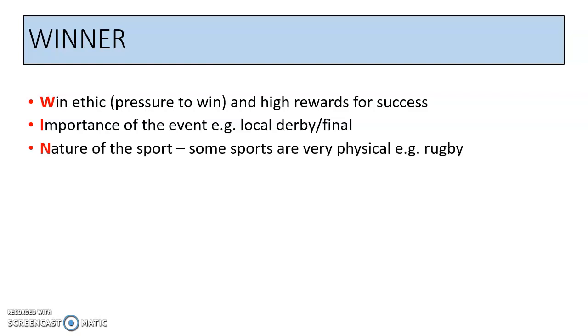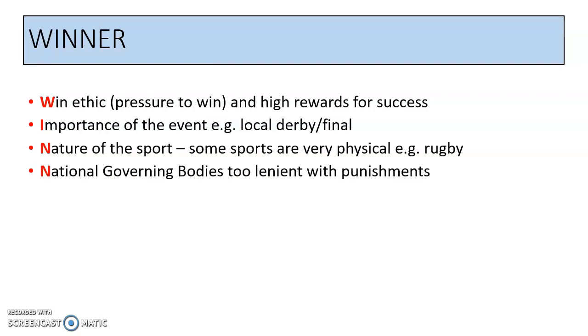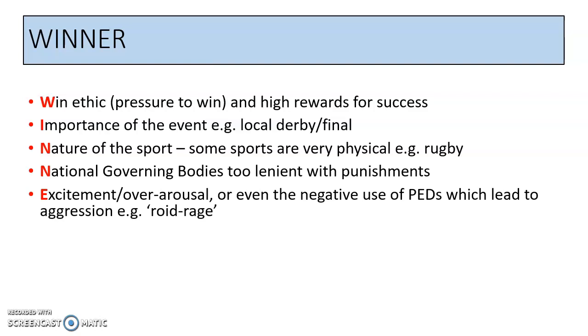The nature of the sport, some sports are more physical, such as rugby, and might result in more violent behaviour on the field. National governing bodies are sometimes too lenient with punishments, so athletes know they can be violent and get away with it. We've got E, the excitement or over-arousal, or even the negative use of PEDs, which can result in aggression. So if you think about steroids, can result in things like roid rage. And we've got R, the refereeing decisions leading to frustration. So poor refereeing decisions makes people more violent.